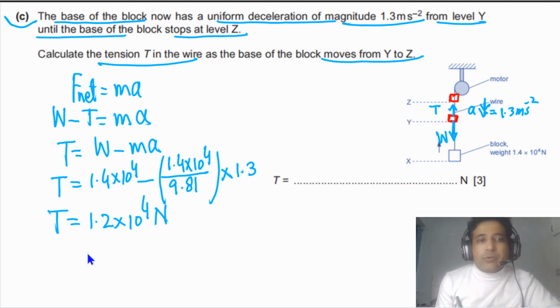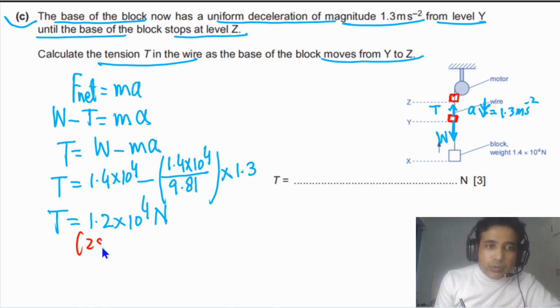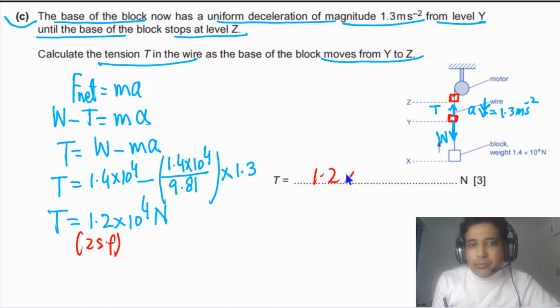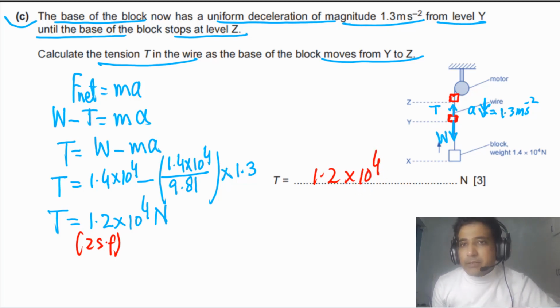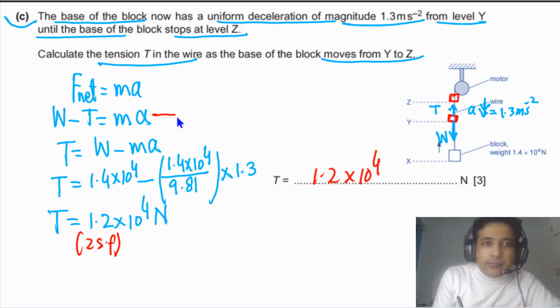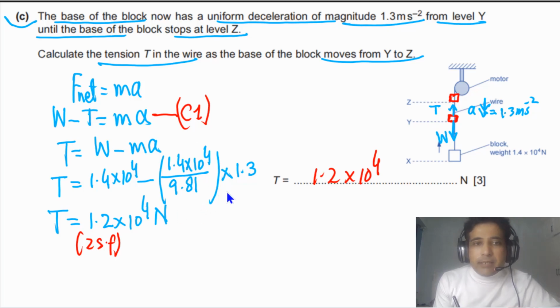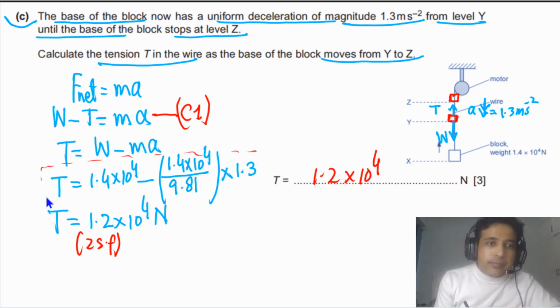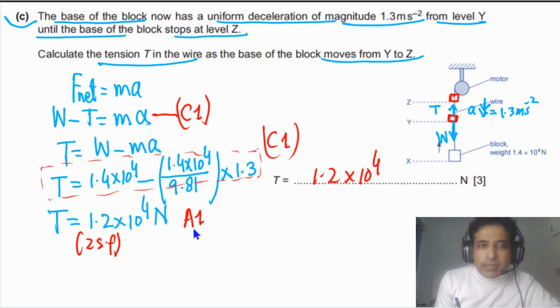So this is how you can calculate, and the final answer has 2 SF because the given data also has 2 SF. So we can use 2 SF in our final answer. You can simply write down 1.2 times 10 to the 4 newtons. So this is the answer. This question has 3 marks. You will get the first mark if you have written this one, so you will get 1 C mark. And the second mark you will get if you have written this second step, the second C mark. And the last mark is the answer mark. If you have got the right answer, you will get 3 marks.